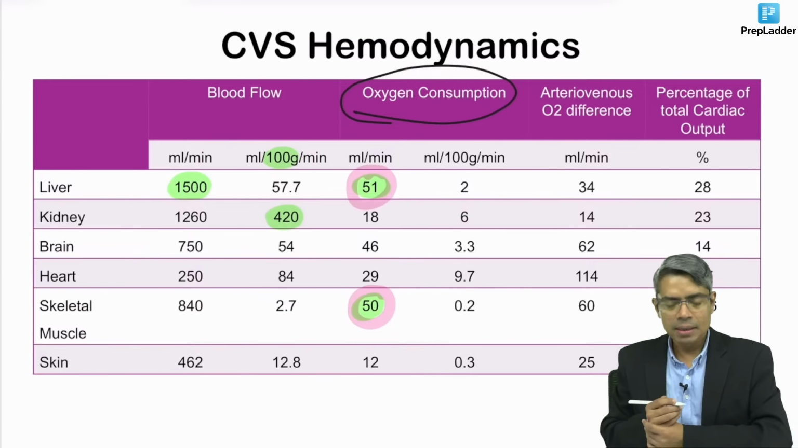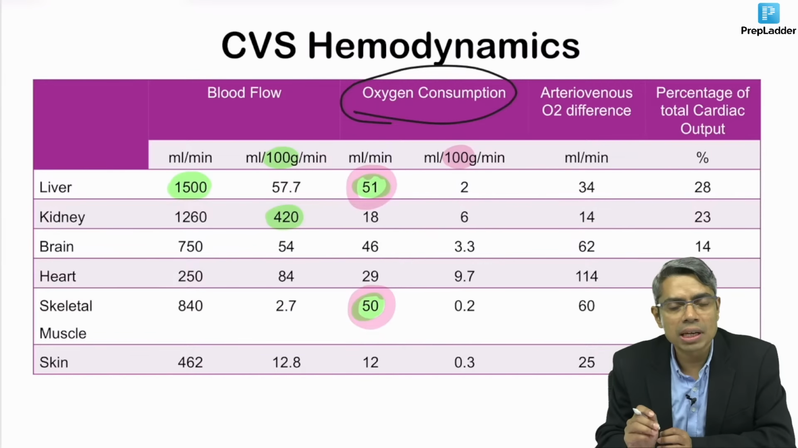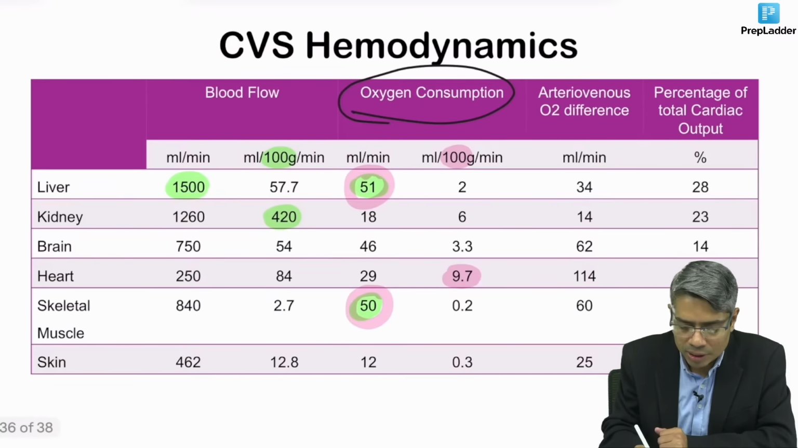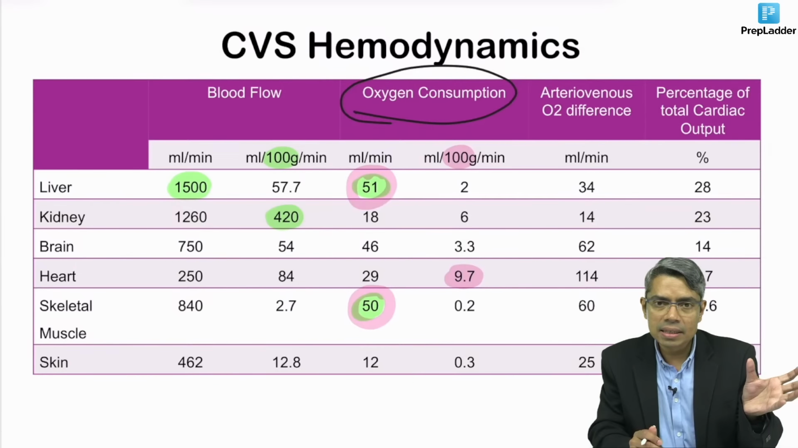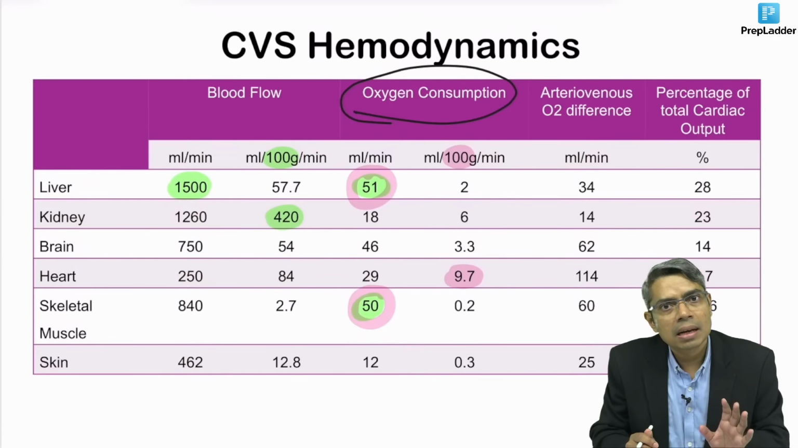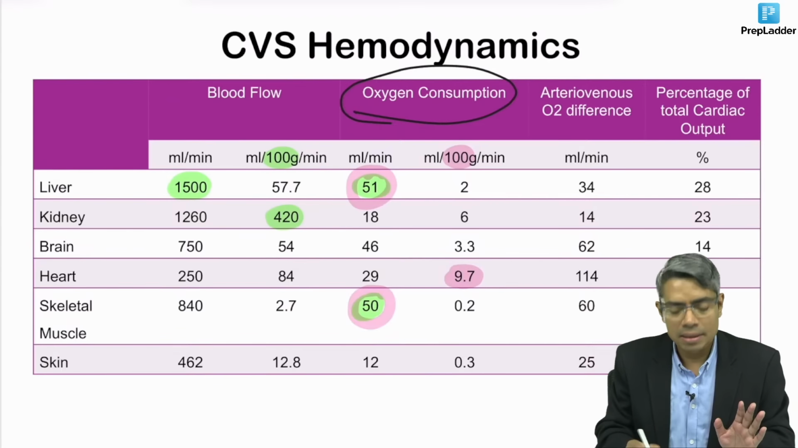skeletal muscle. But see, whenever the question is per 100 gram of tissue, which organ is consuming highest oxygen? This has been asked in MCQ already. Now your answer is heart. Getting my point? So, please remember, total has one answer, that is the ml per minute, and per gram or per 100 gram has a different answer, that is given in this table.